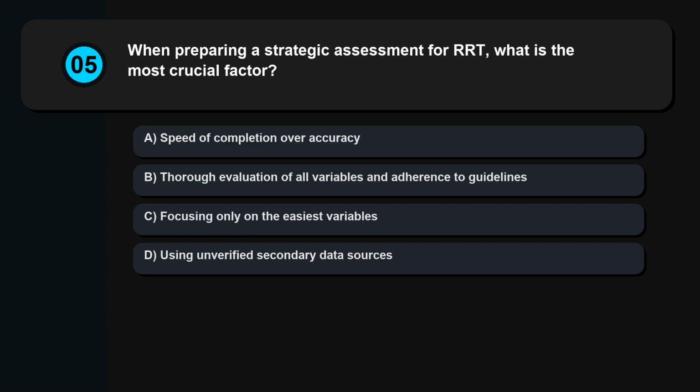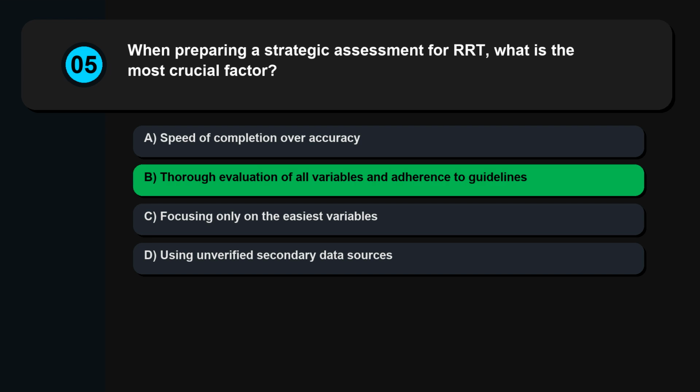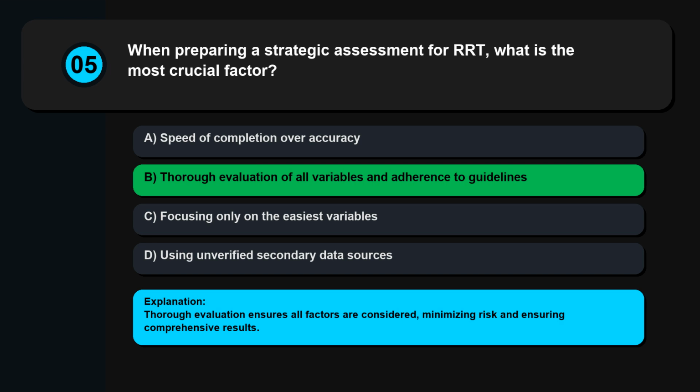Question 5. When preparing a strategic assessment for RRT, what is the most crucial factor? Speed of completion over accuracy, thorough evaluation of all variables and adherence to guidelines, focusing only on the easiest variables, using unverified secondary data sources. Thorough evaluation ensures all factors are considered, minimizing risk and ensuring comprehensive results.